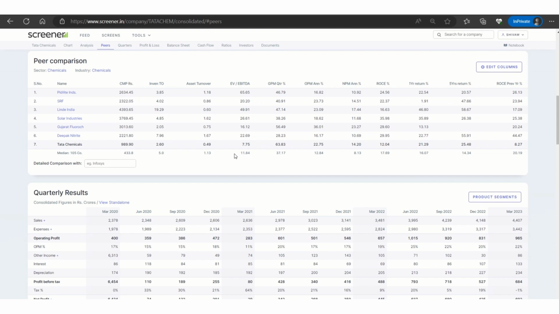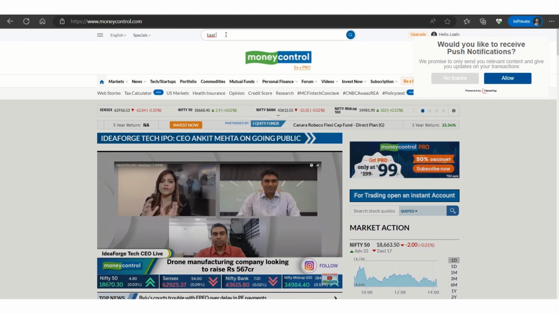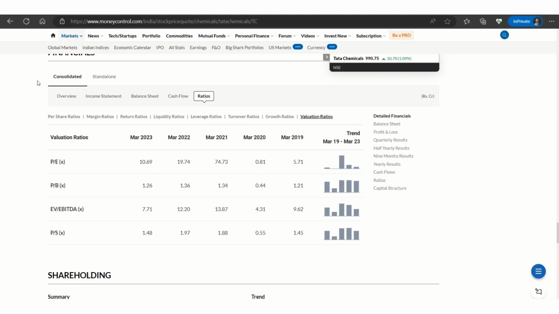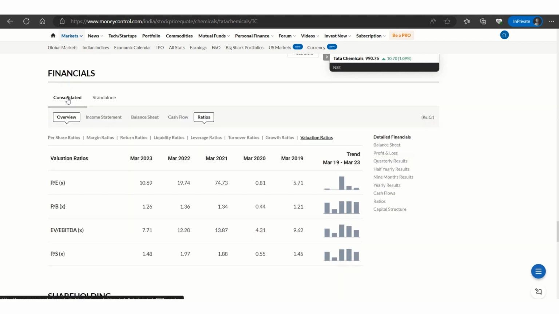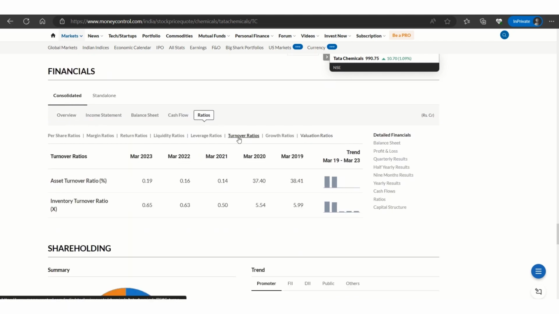Now you might be wondering, we have to do two things, right? One is to analyze it with the peers, and the second is to analyze with the historical data. So for the historical data, let's go to moneycontrol.com and type Tata Chemicals here. Scroll down to this financials page, and in the ratios, let's click on the turnover ratios. And you can see that your inventory turnover ratio has actually reduced in the last 3 years. And the same goes for asset turnover ratio.